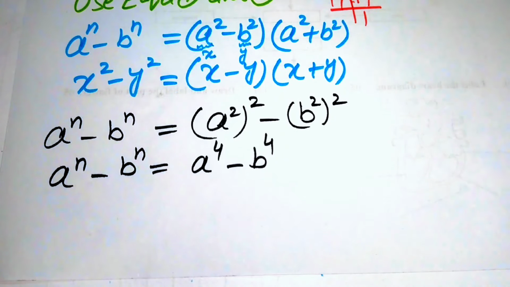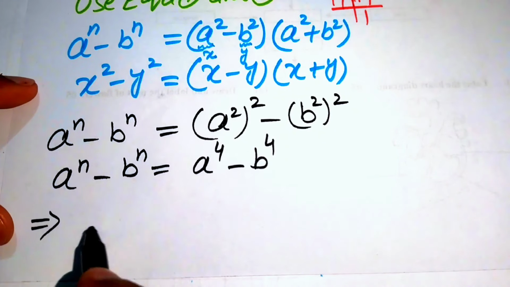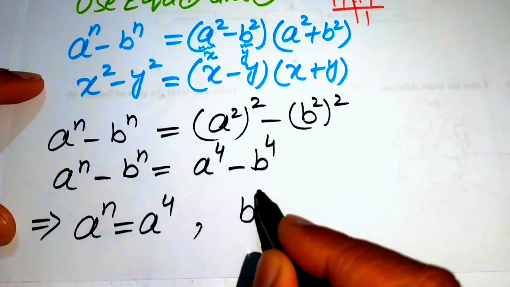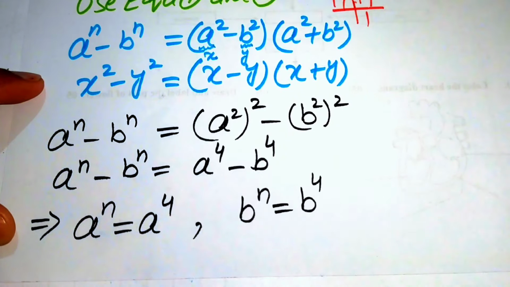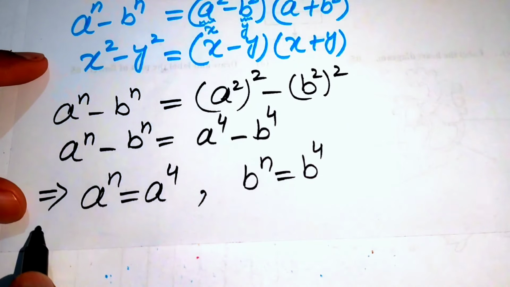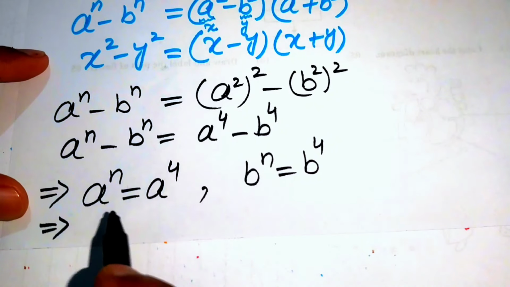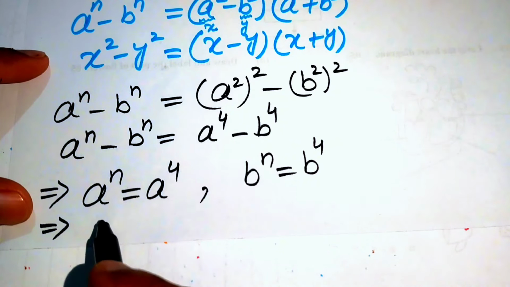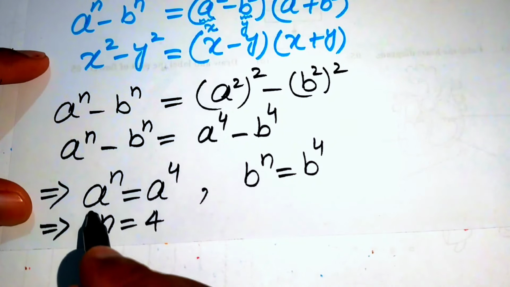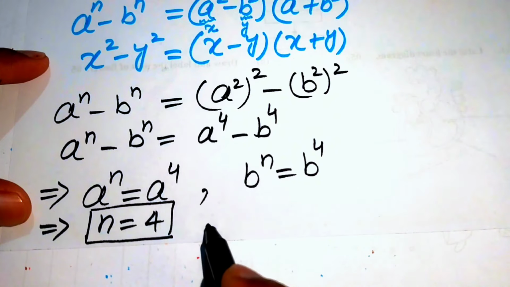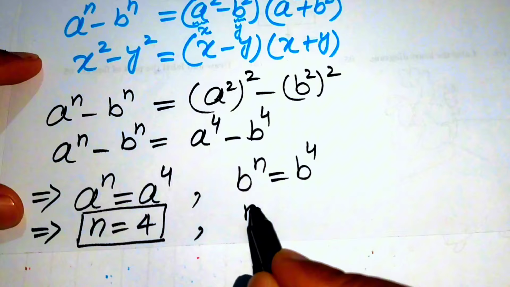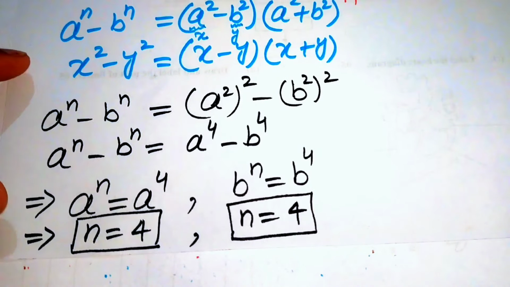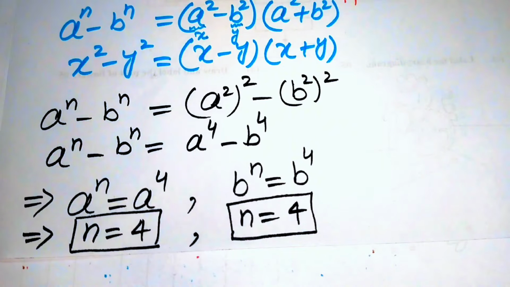Now we compare both sides and write a to the power of n equals a to the power of 4, and b to the power of n equals b to the power of 4. We see that the bases on both sides are the same, so we equate the exponents, and we get the value of n equals 4. From both of these cases, you get the same value of n, and it is 4.